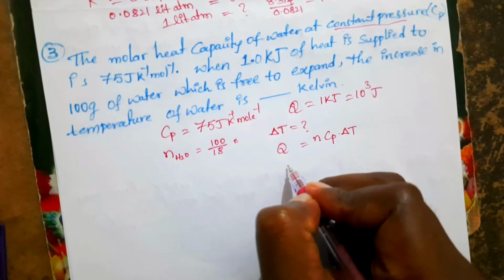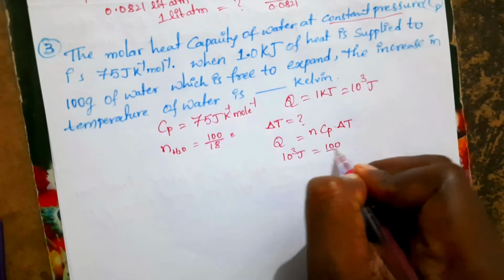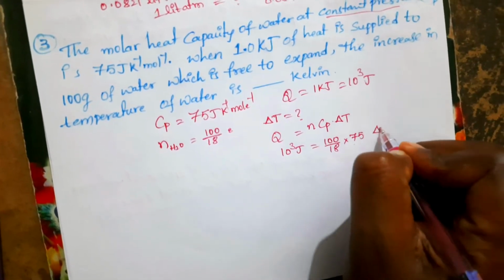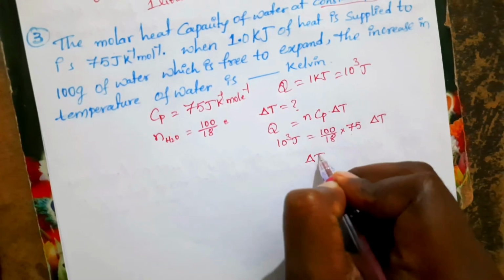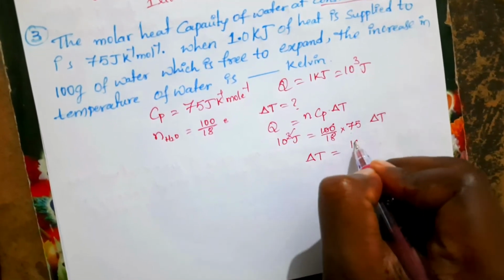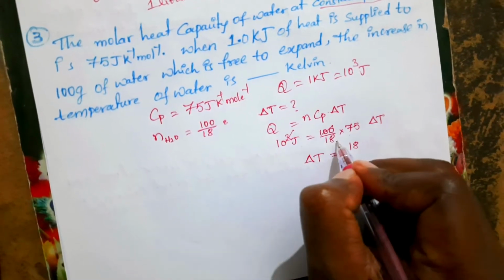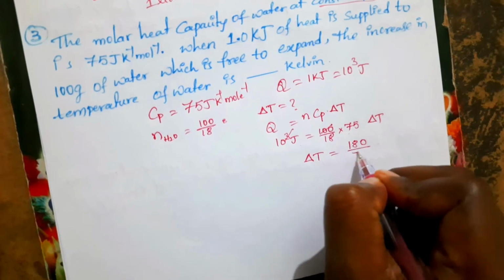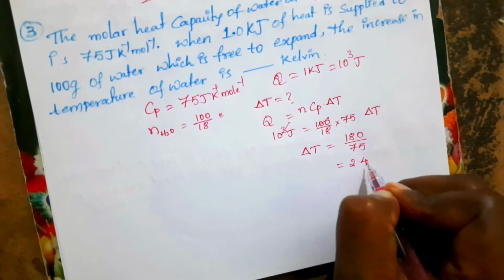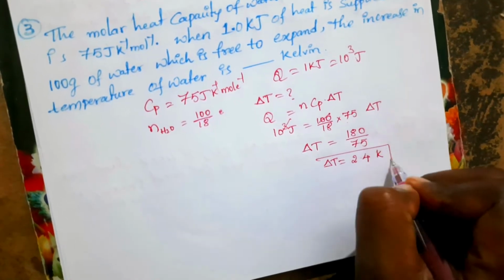So Q is 10 power 3 joules, n is 100 by 18, and Cp is 75, into delta T. So delta T is equal to, here 3 zeros, 2 zeros, 1 zero is left over, so 10 power 1, which is 10 into 18, that is 180 by 75. That is nothing but 2.4. So 2.4 Kelvin it is. Delta T is 2.4.